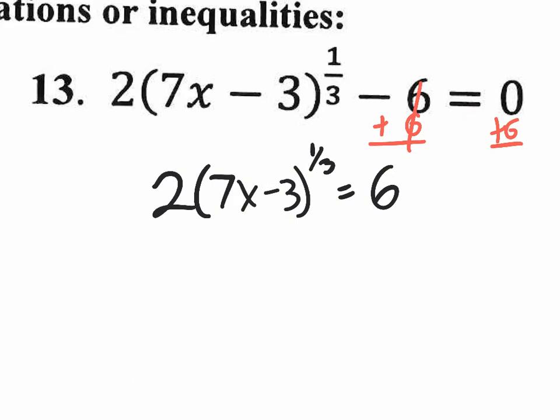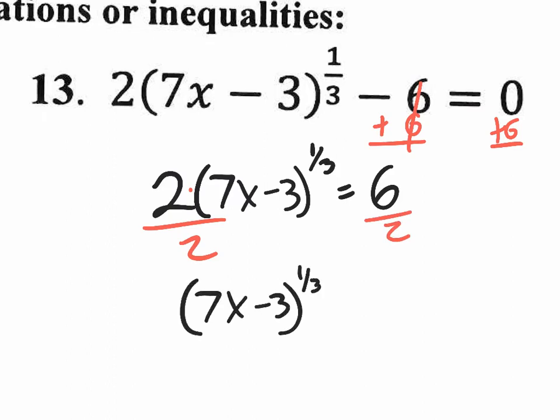And now we need to get rid of that 2. Again, we want to isolate it, get that 1/3 power by itself on one side. So you're dividing by 2. You will end up with 7x minus 3 in parentheses to the 1/3 power equals 3. So that is step 1 on solving any radical equation or any equation that has a rational exponent in it.